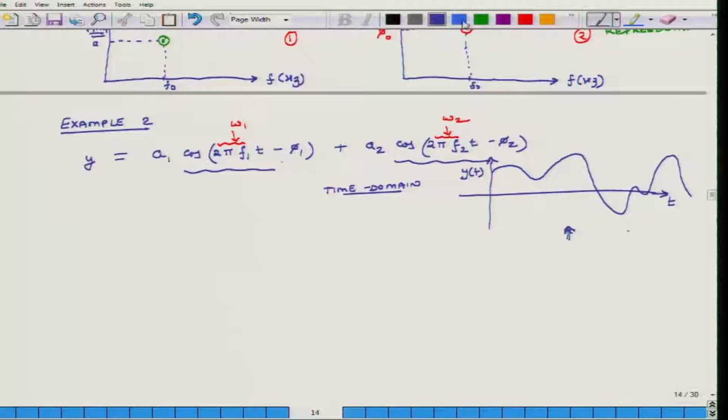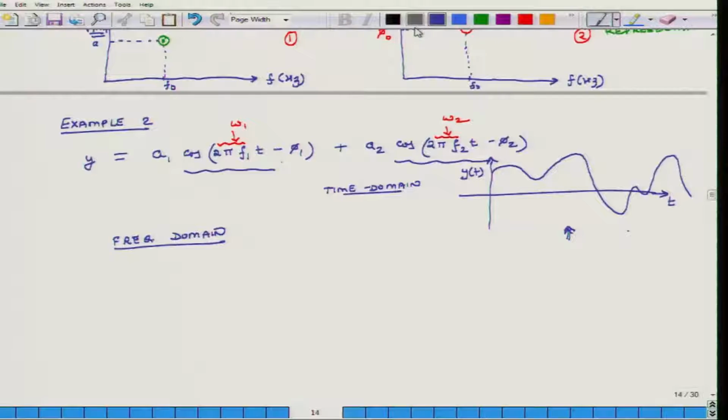But let us draw it in the frequency domain. So, in the frequency domain, how many plots do we have? Every signal has to correspond to 2 plots. Okay. So, the first plot will tell us about the amplitude. So, this is the amplitude plot.